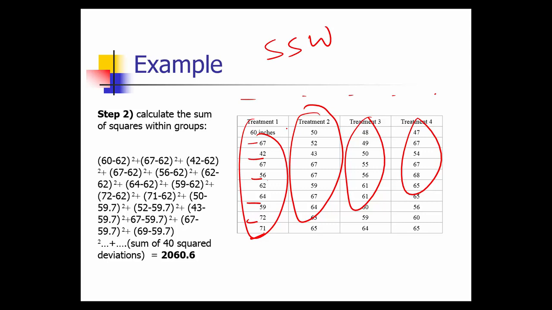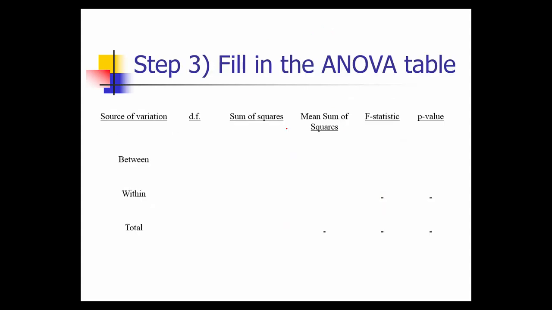TSS is nothing but your SSW plus SSB, so you don't need to calculate TSS separately. You just add them up. In fact, for ANOVA you don't need TSS, because just the ratio of SSB and SSW is what is important, and once you have these numbers we can go ahead and find the F value.